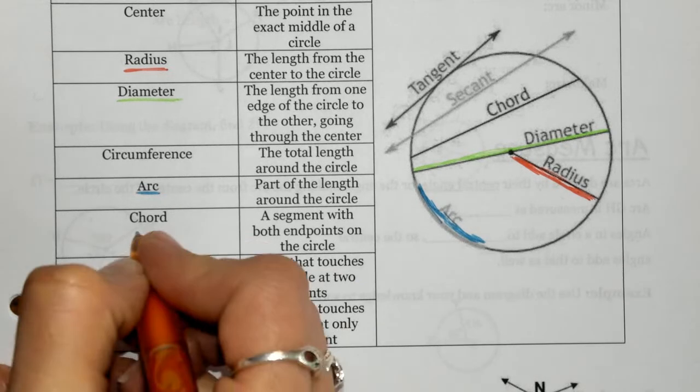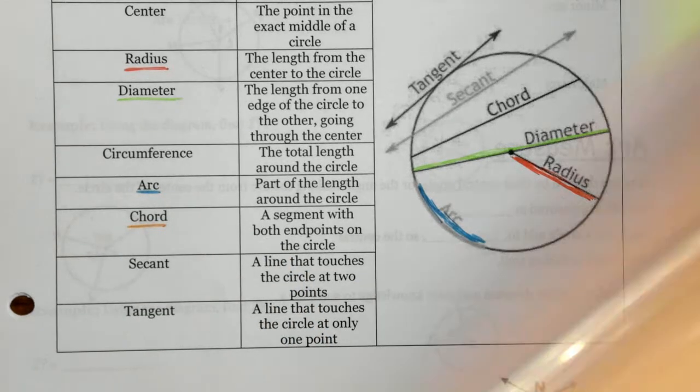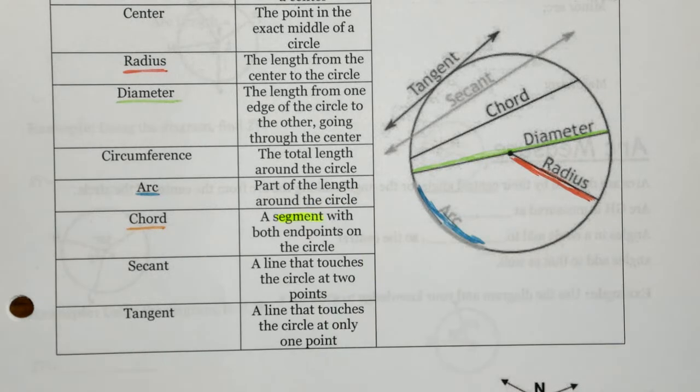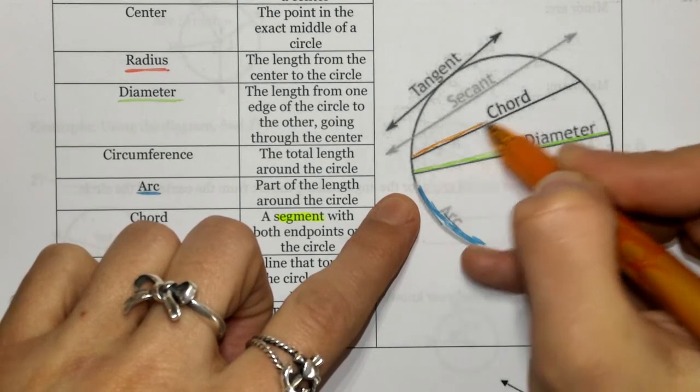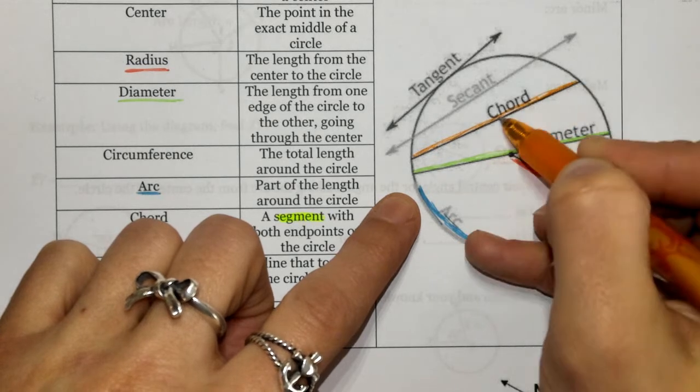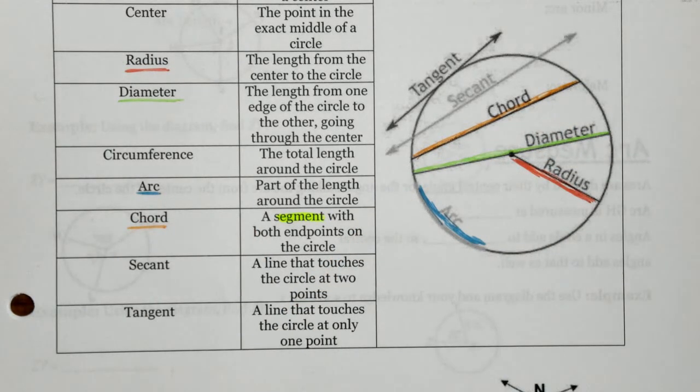The next one's going to be a chord. With our highlighter, we want to highlight the word segment. We need to remember that a segment has a start and a stop. Okay? So this segment is going to start at some point on that circle. It's going to go through the circle, stay inside the circle, and it's going to end when it hits another part of the circle. So it's going to stay contained inside that circle. And if we look at where the chord is, we can see exactly what those words mean. Okay? It's going to stay within that circle.